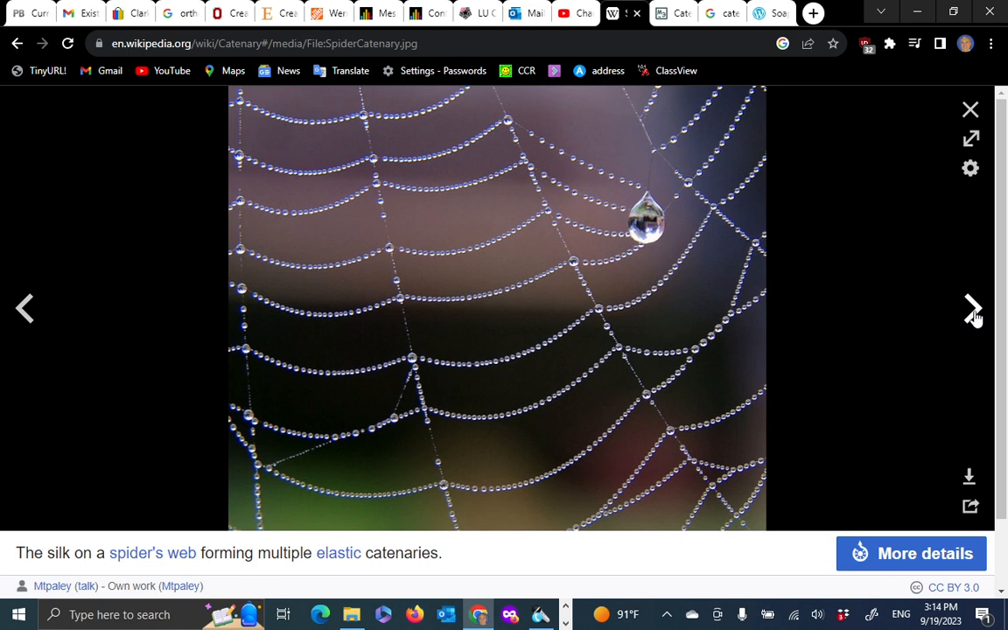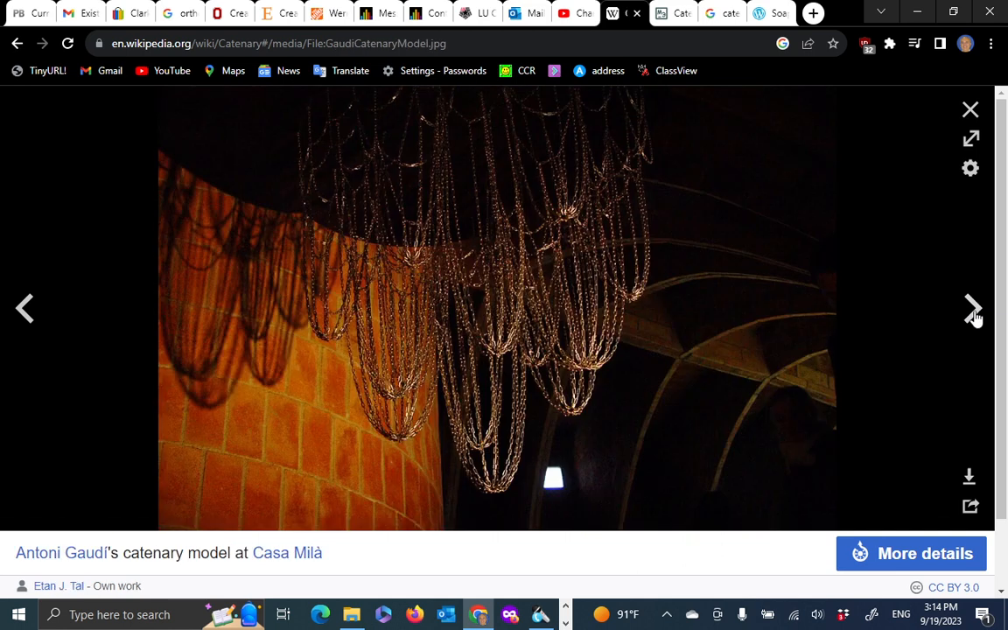Here's another example, more pleasing to the eye. That is, of course, a cobweb. And you see the same thing so long as these beads are spread evenly. Catenary shows up in architecture quite a bit. This is a work of Gaudi in Spain, I believe. You see examples of his work in many of the buildings he built.